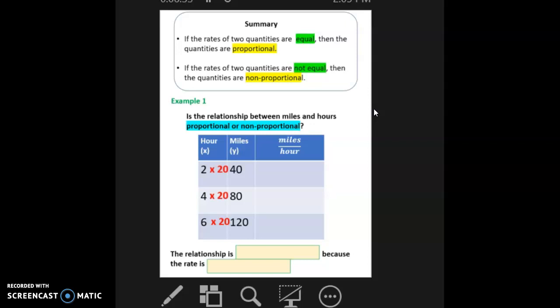So you can see you can multiply all of the x's by 20 and it will give you the number in the y column. If we find the unit rate for each column, you can see that we get 20 each time. So let's fill in the blanks. The relationship is proportional because the rate is constant, or equal.